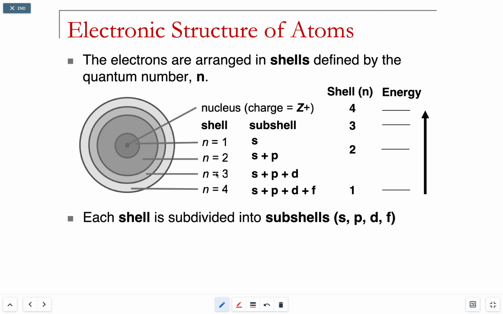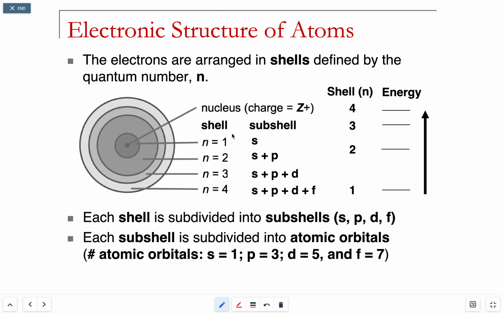When we go to the third shell, you get the S and P subshells from the shell below it, and now the new one, D. And when we get to the fourth shell, you get the S, P, and D from the lower shell, and now the new one, F. So you should remember the order: S, P, D, F. So you need to memorize this.